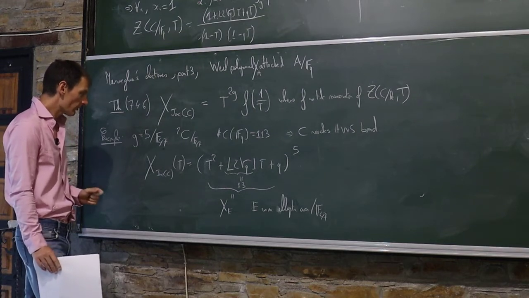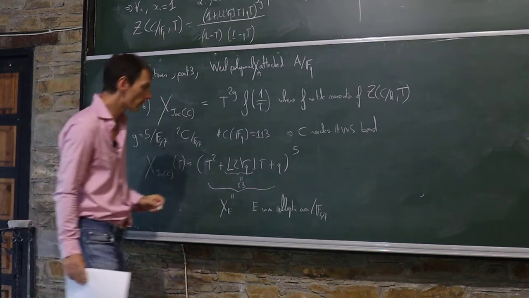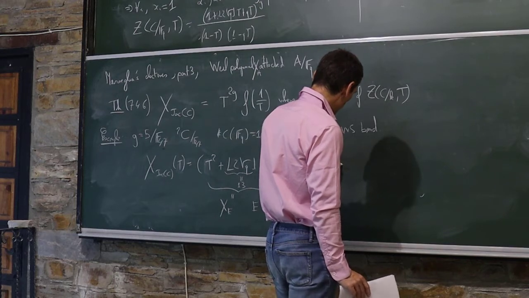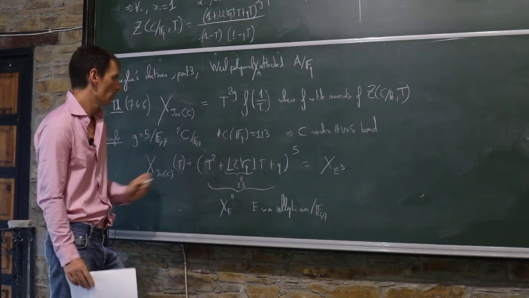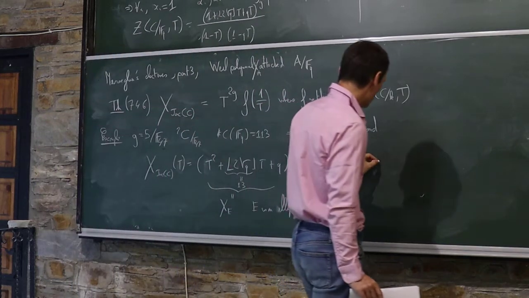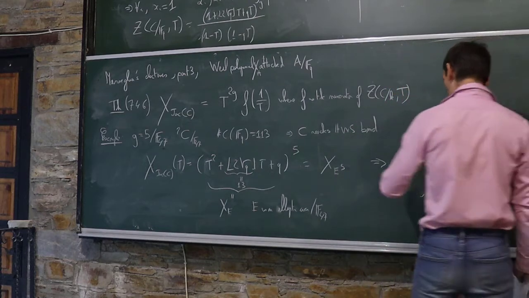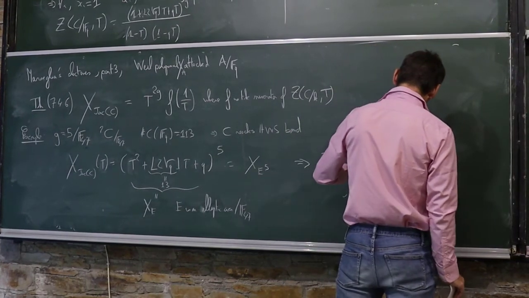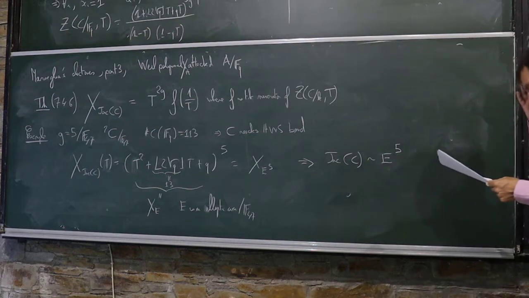But now it means that the Weil polynomial of the Jacobian of C is the same as the Weil polynomial associated to E to the fifth. And because of the property that I just mentioned that comes from Stefano's course, one knows that the Jacobian of C has to be isogenous to the fifth power of the elliptic curve. Okay?